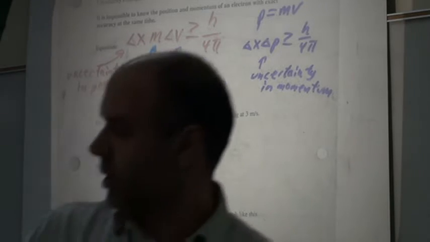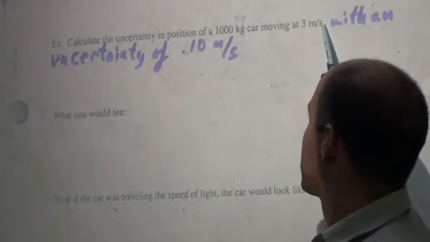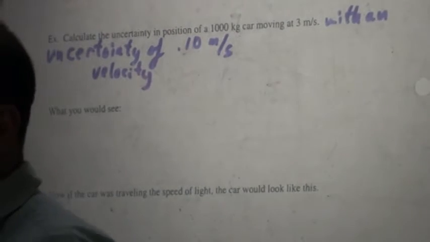So let's do an example problem here. Let's calculate the uncertainty in position of a car moving at 3 meters per second with an uncertainty of 0.10 meters per second. So we've got a 1,000 kilogram car. It's moving at 3 meters per second, and it has an uncertainty of velocity of 0.10 meters per second.